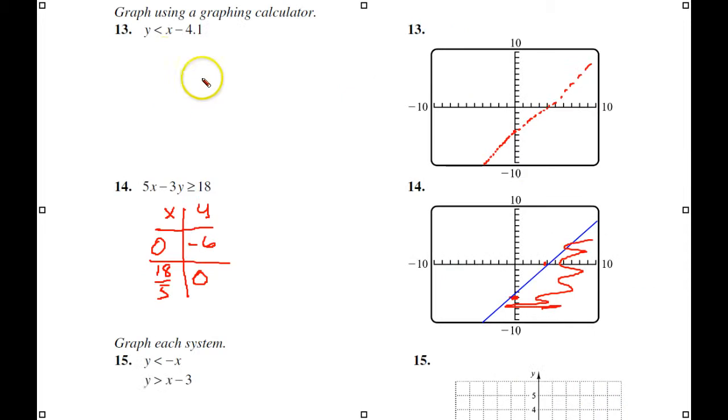Okay. Now in this case they're asking us to use a graphing calculator, which we don't feature particularly. But if you have one, you put that in, and it should look like your y-intercept is a -4.1, which is right about there. And your slope is 1, so it's going to go through here at about 4.1. It's going to be a dotted line, and it says y is less, so you're going to shade underneath.